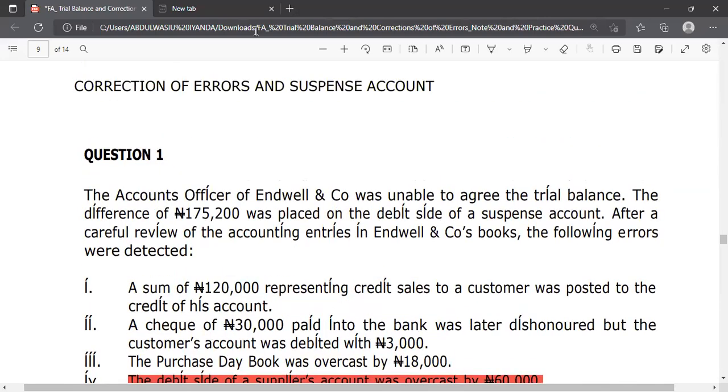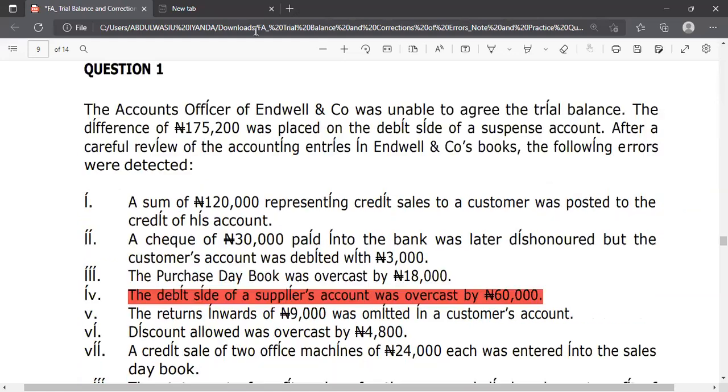So the first one is sales of 120. The sales of 120 was entered on the debit side of the customer account. The customer account needs to be debited. It's not supposed to be credited. And they say the second one is a cheque. When you have a dishonoured cheque, the customer account needs to be debited back, because till the cheque is cleared, that is when the customer account can be credited.